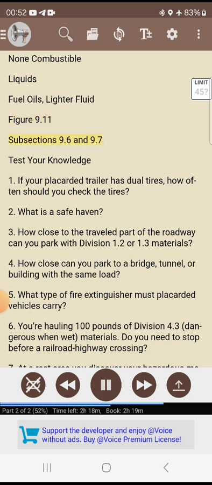Subsections 9.6 and 9.7. Test your knowledge. 1. If your placarded trailer has dual tires, how often should you check the tires? 2. What is a safe haven?